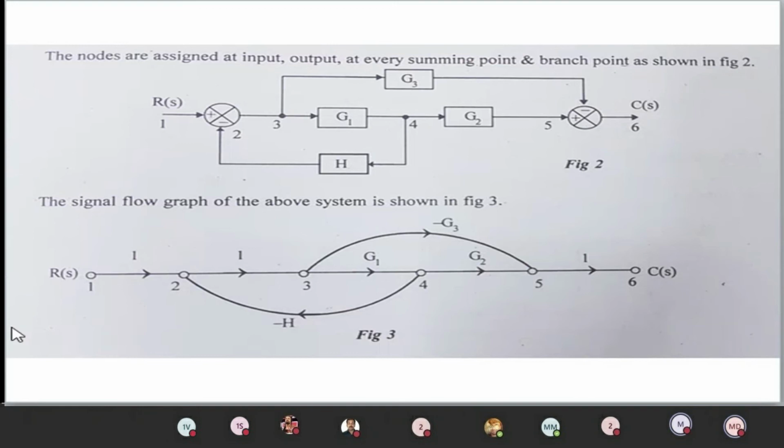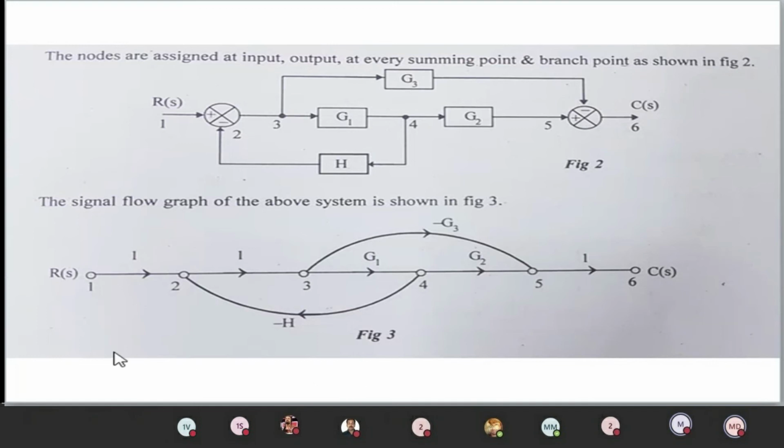Okay, so 1 to 2, the gain is 1. 2 to 3, the gain is 1. 3 to 4, the gain is G1. 4 to 5, the gain is G2. 5 to 6, the gain is 1. So the forward path gain is G1 into G2. Next, check whether you have any other forward path. Yes. 1 to 2, 2 to 3, 3 to 5, 5 to 6. That is 1 into minus G3, the gain is minus G3 only.